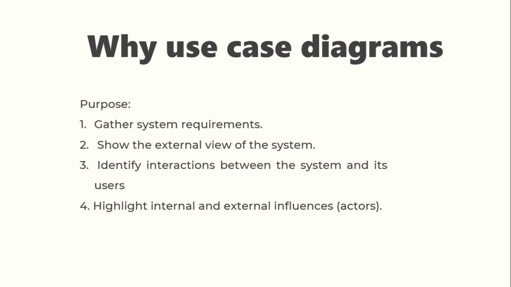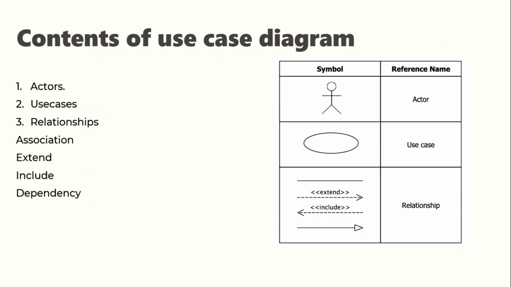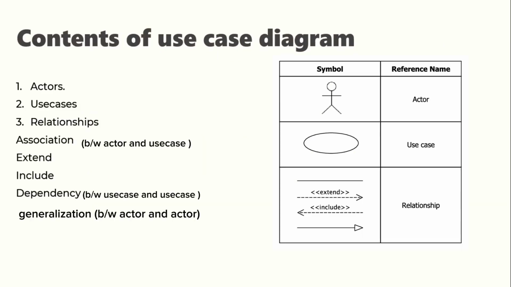The purpose of a use case diagram is to visually represent how users interact with the system and also what functions the system performs. It also helps clarify the system's functionality, the roles of different users, and the relationships between users and system processes, providing a clear overview of system requirements. So let's see the contents of use case diagram. It includes actors, use cases, and relationships.